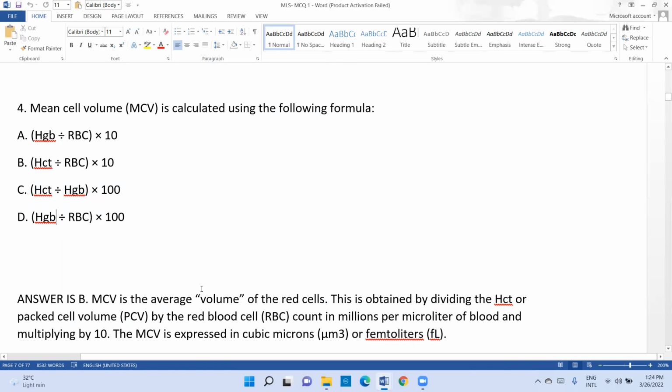MCV is the average volume of the red cell, expressed in femtoliters. Femto means 10 to the power minus 15. So a femtoliter is 10 to the power minus 15 of a liter. A very small volume.